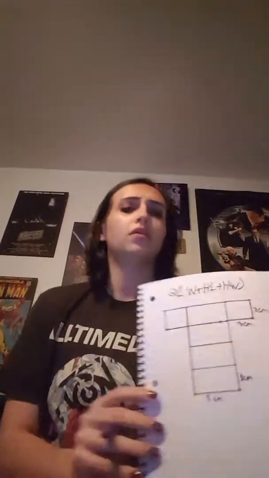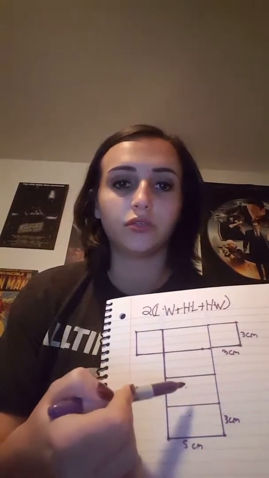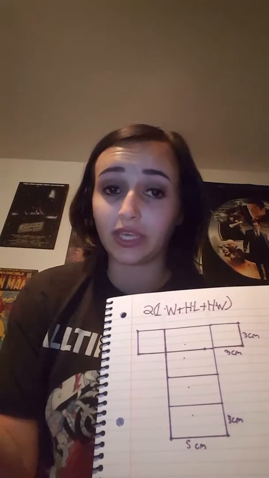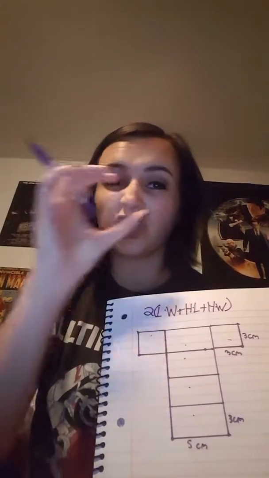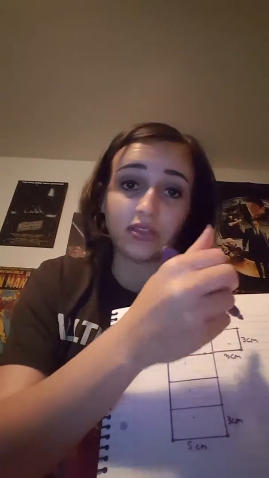And our formula for finding the surface area of a rectangular prism is 2 times length times width plus height times length plus height times width. Right here. So we are going to use this formula to figure out our surface area. As you see here, we have our 4 sides for our rectangular prism, and our 2 little square sides. So they're going to have the same length and the same width.